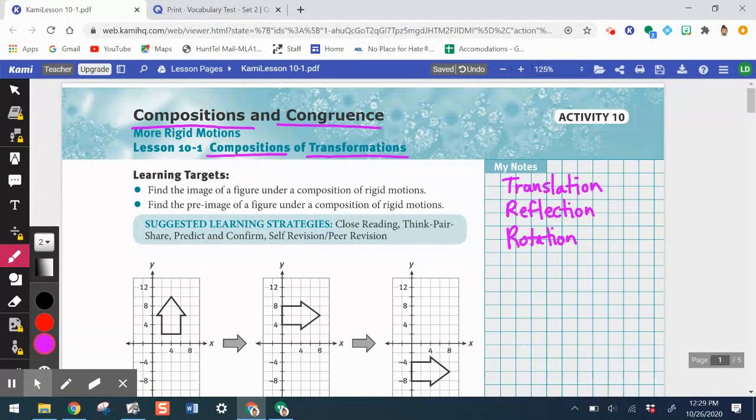And so composition of transformations is really just putting them all together, or in other words, doing multiple transformations back to back. So we might do a translation, then a reflection, or a rotation, then a translation. And so that's really all a composition is. It's now multiple transformations together.